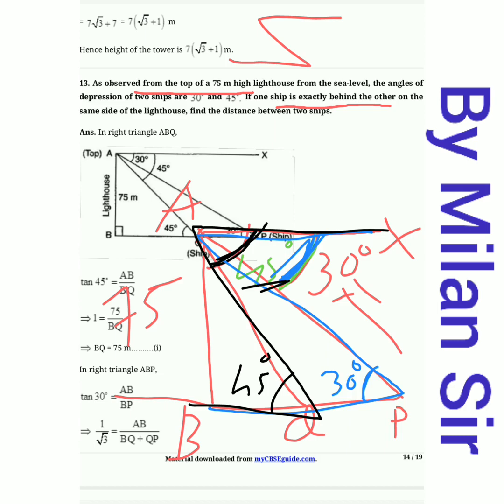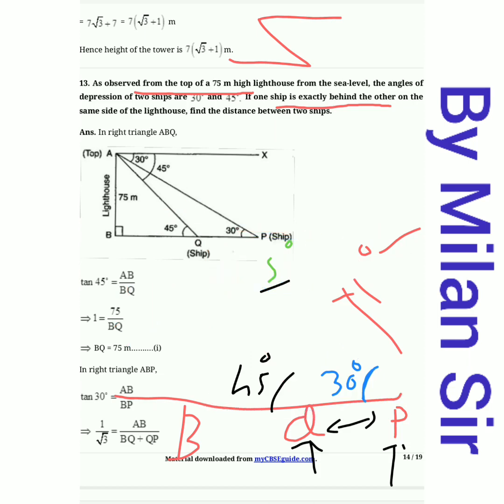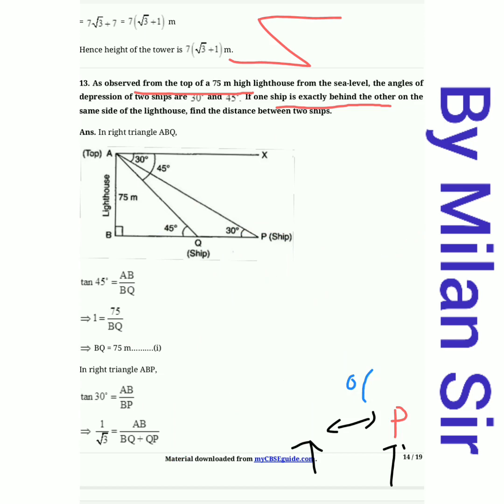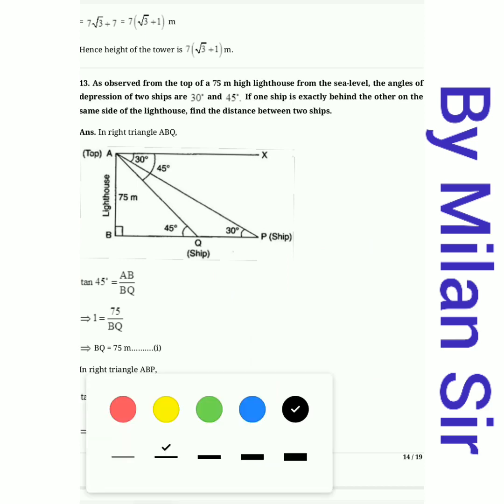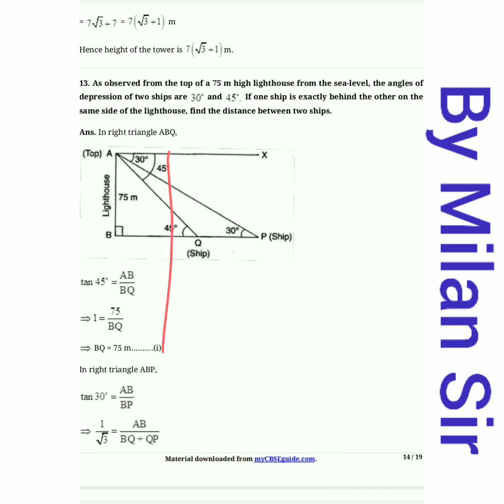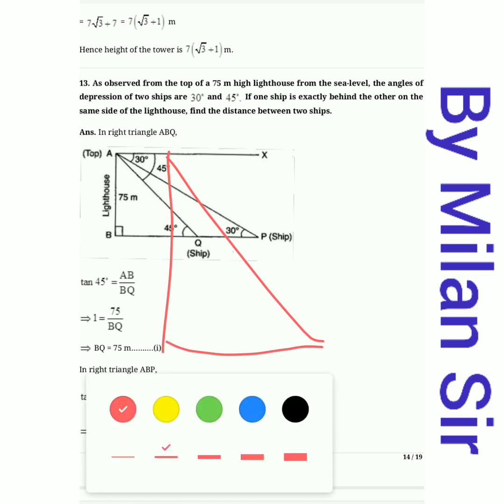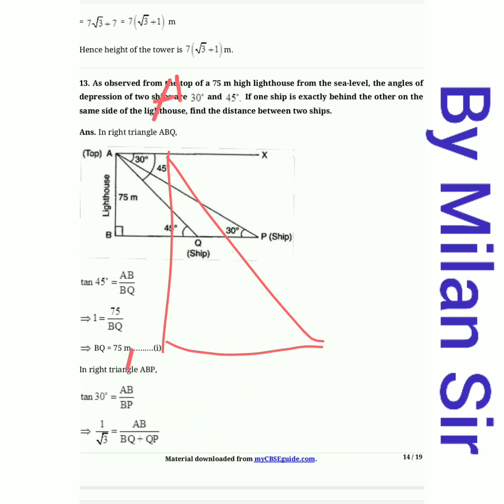We need to find the distance between two ships. That means PQ, because one ship is at point Q and one ship is at point P. So the distance between two ships is PQ. So we need to find PQ from this figure. Okay. AB is the lighthouse, Q is one ship and P is one ship. We need to find the distance between two ships. That means we need to find PQ. Now here we have two triangles, right? ABQ and ABP.